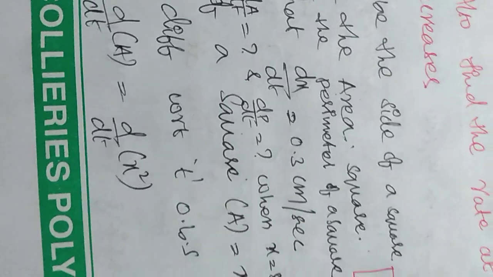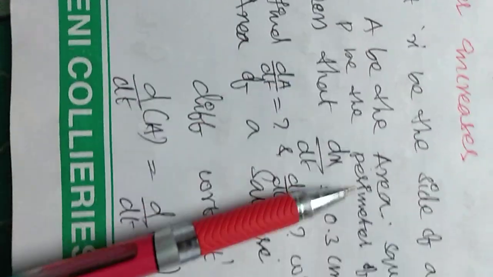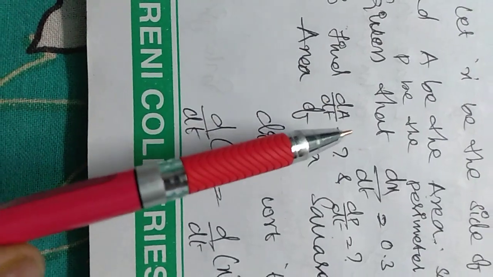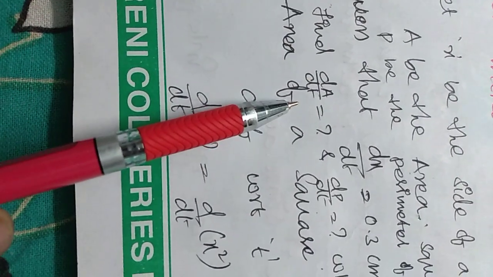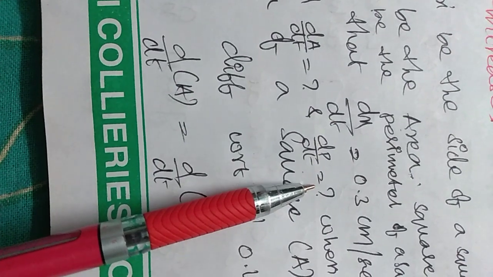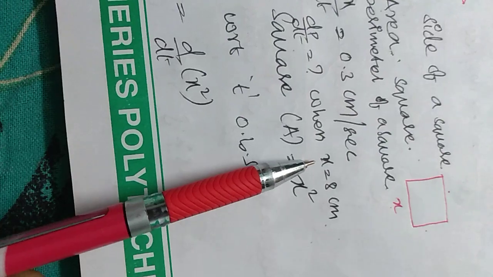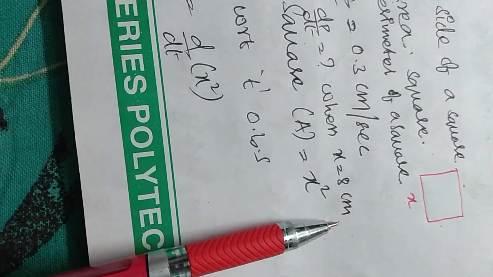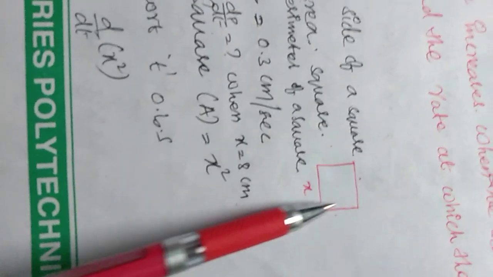Let x be the side of the square, A be the area, and P be the perimeter of the square. Given that dx by dt is equal to 0.3 centimeter per second, we have to find the rate of change of area, that is dA by dt, and the rate of change of perimeter, dP by dt, when the side x is equal to 8 centimeters.